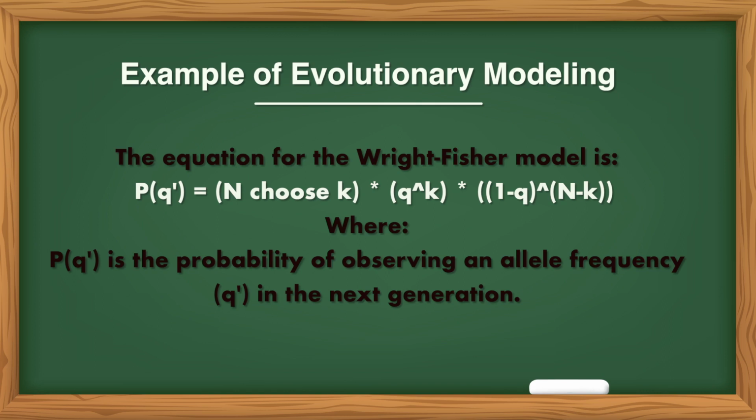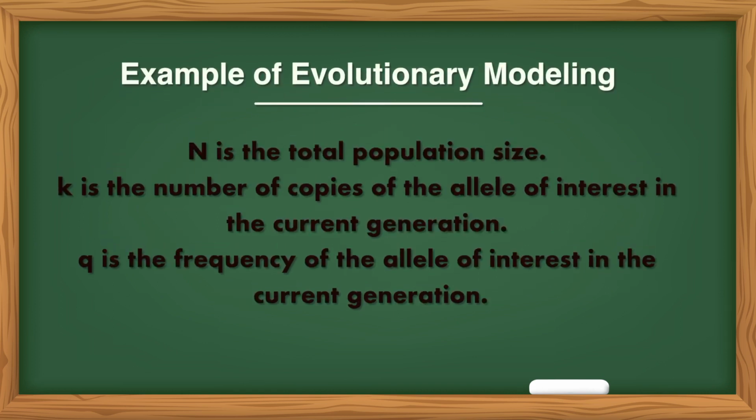So, let us explain what these factors in this equation are. P of q dash is the probability of observing an allele frequency q dash in the next or upcoming generation, where n is the total population size. k is the number of copies of the allele of the gene of interest in the current generation, and q is the frequency of the allele of interest in the current generation.